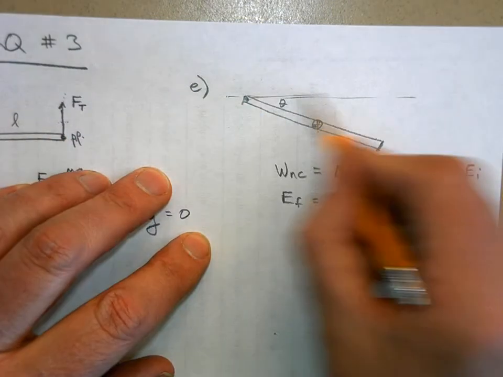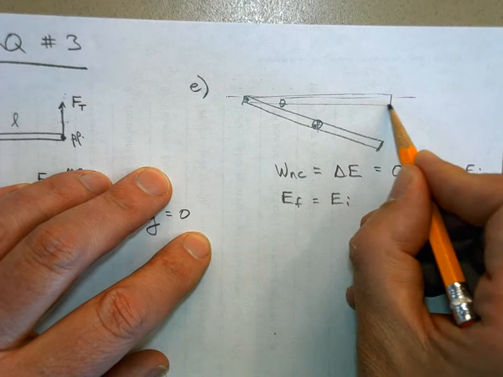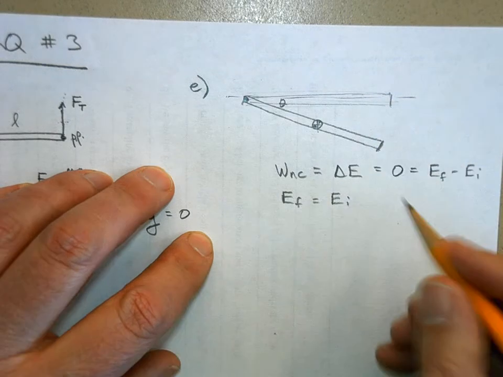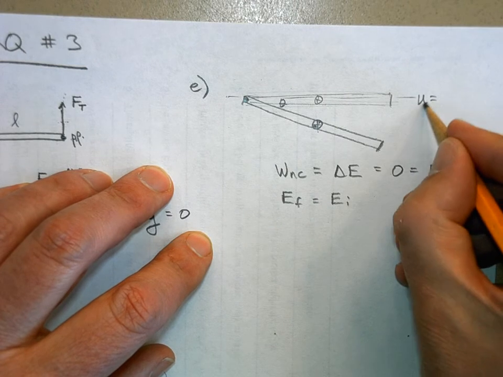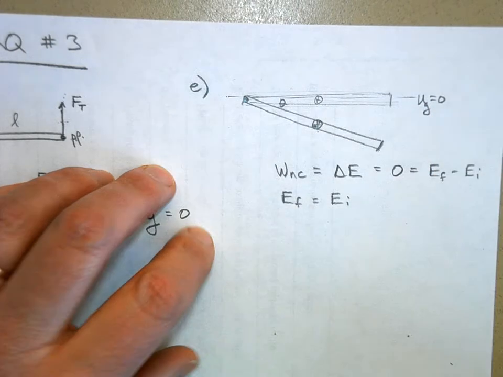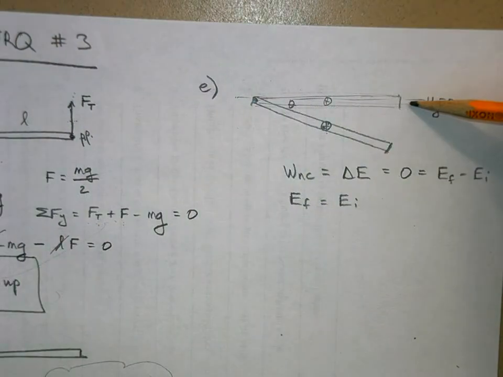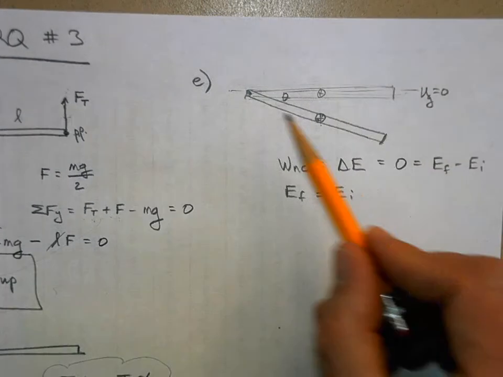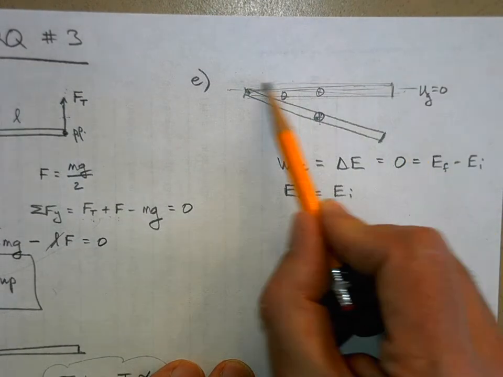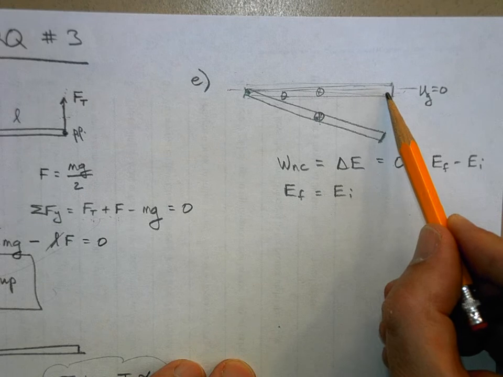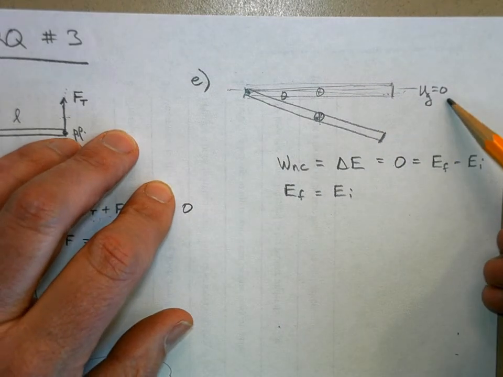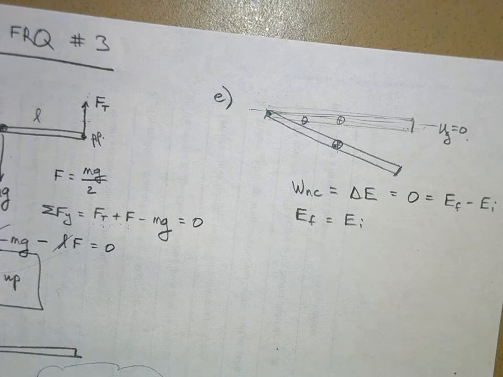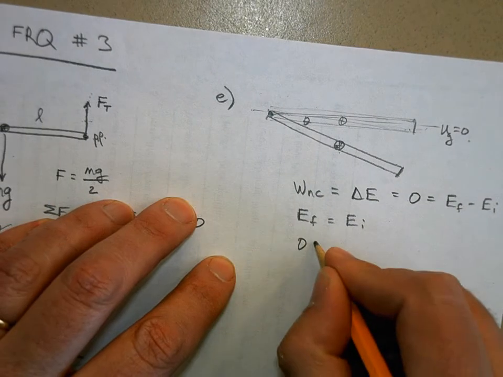So for E initial, let's make U sub G equals 0 right there. In other words, this is my reference. At my reference right here, where theta is 0, where it's horizontal, it has 0 gravitational potential energy, and it's not moving yet. So how much energy does it have? It has 0. So we're going to set it equal to 0.